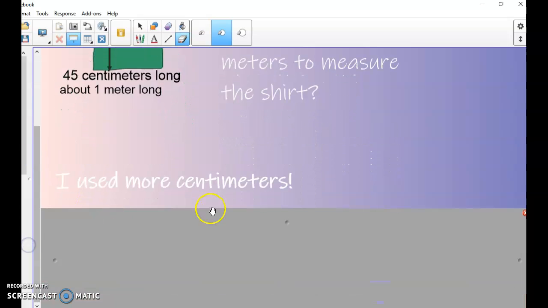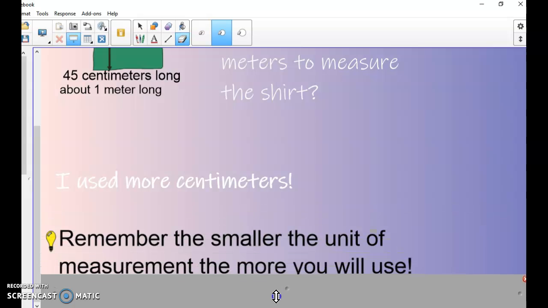And the reason why is because the smaller the unit of measurement, the more you will use. Centimeters and inches are a lot smaller than meters, feet, and yards. So if your unit of measurement is smaller, that means you will use more of them to measure an object. If you are using a large unit of measurement like feet, yard, and meters, you will use fewer because those units of measurement are a lot bigger.